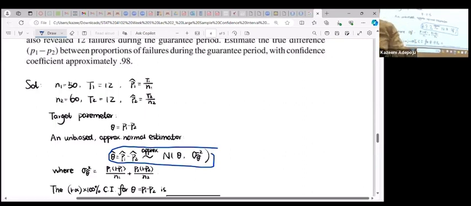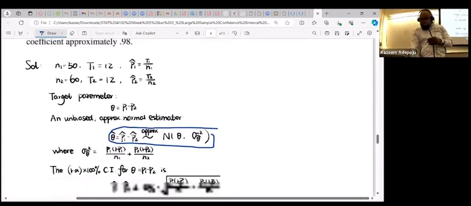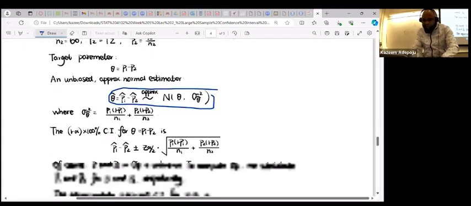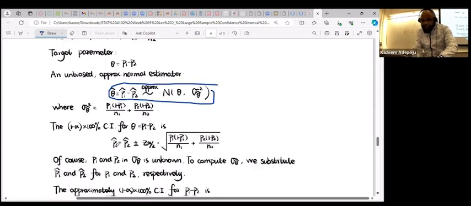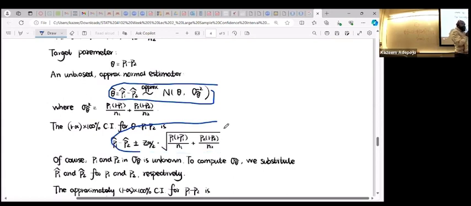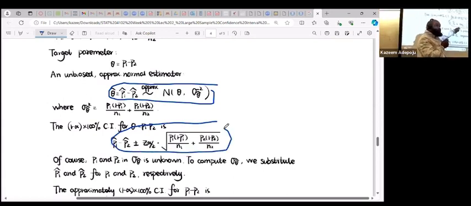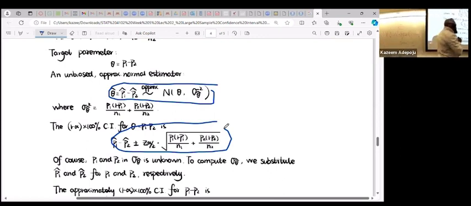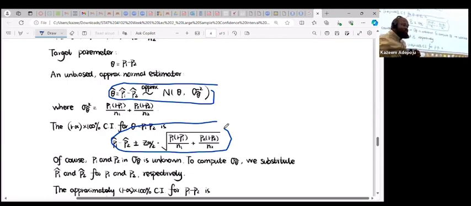Now, I'm going to use the large sample interval. Take a look at this. That is the interval estimator for large samples for the difference of proportions. So what I'm going to do is start plugging in the values. But I don't know P1 and I don't know P2, so I'm going to replace them with p-hat 1 and p-hat 2 that I know.